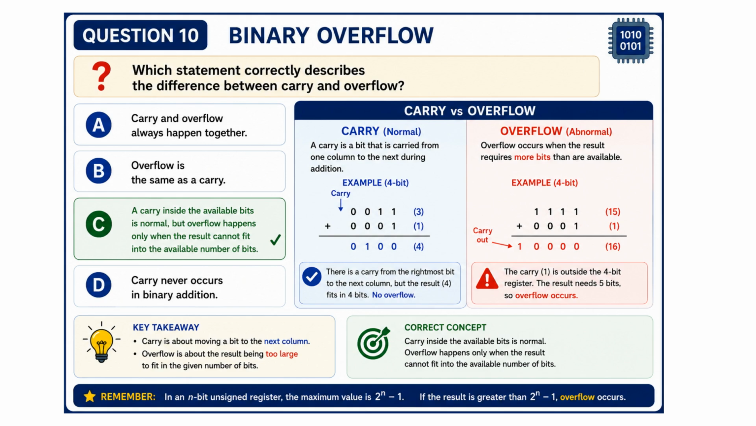Remember this rule. Carry is about moving a bit to the next column. Overflow is about the result exceeding the register's capacity. Understanding this difference will help you avoid one of the most common mistakes in binary arithmetic exams.